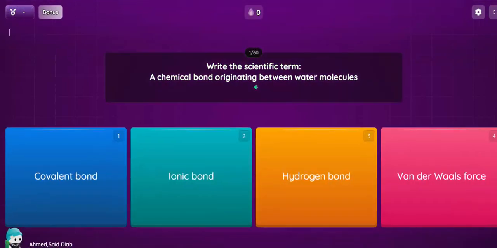Question. Write the scientific term: a chemical bond originating between water molecules. Option 1, covalent bond. Option 2, ionic bond. Option 3, hydrogen bond. Option 4, van der Waals force.